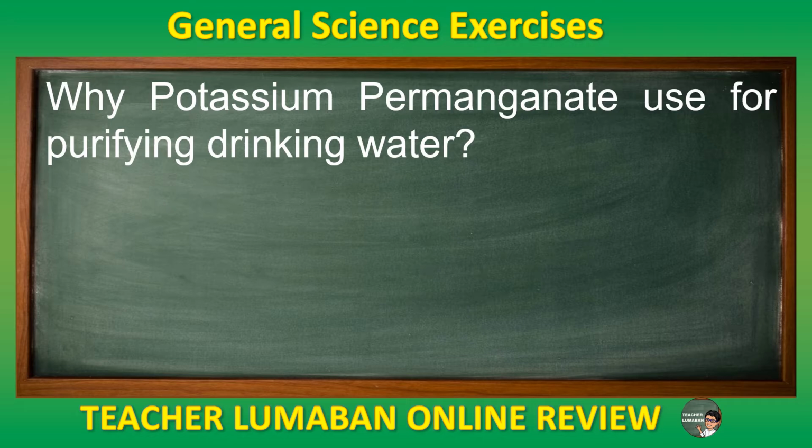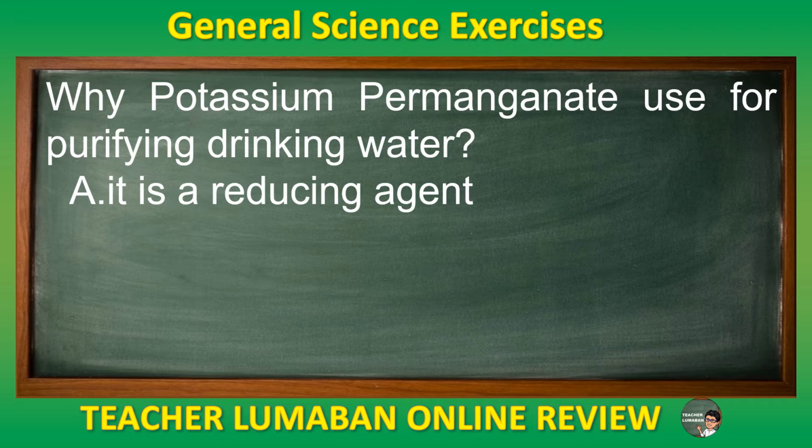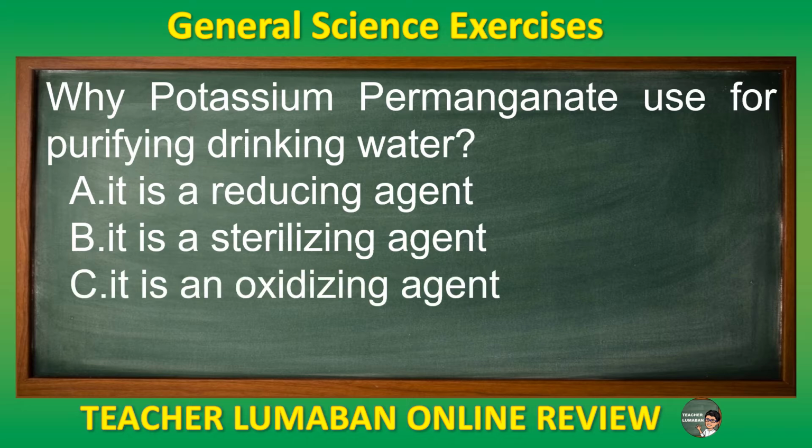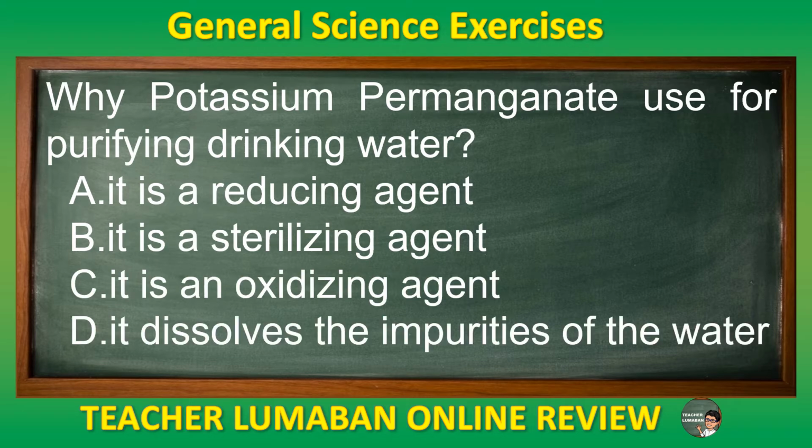Why is potassium permanganate used for purifying drinking water? Letter A, it is a reducing agent. Letter B, it is a sterilizing agent. Letter C, it is an oxidizing agent. Letter D, it dissolves the impurities of the water. Choose the suitable answer based on the given choices in 5 seconds.